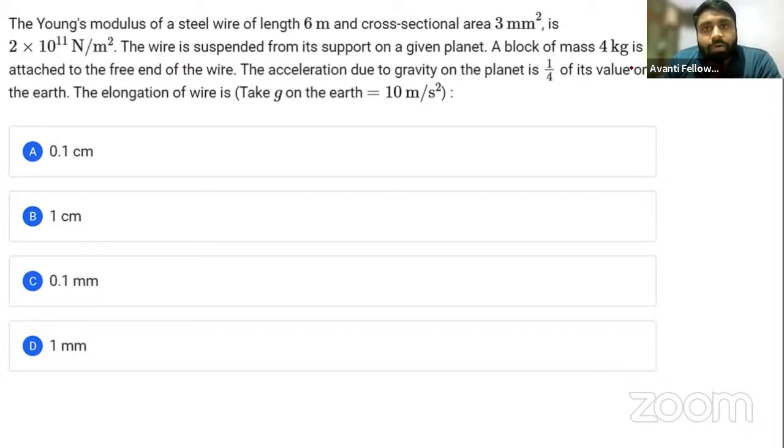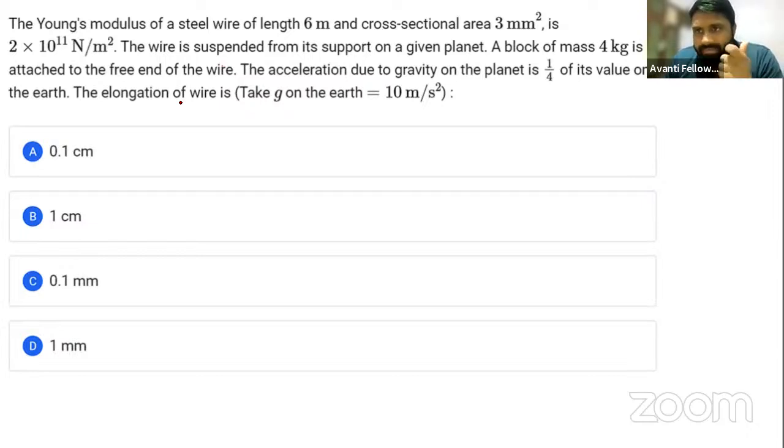So a block of mass 4 kg is attached to the free end of the wire. The acceleration due to gravity on the planet is 1 by 4 of its value on the earth. The elongation of the wire. Very good question and very conceptual. If you go along the concept, you will never have a worry about this question.